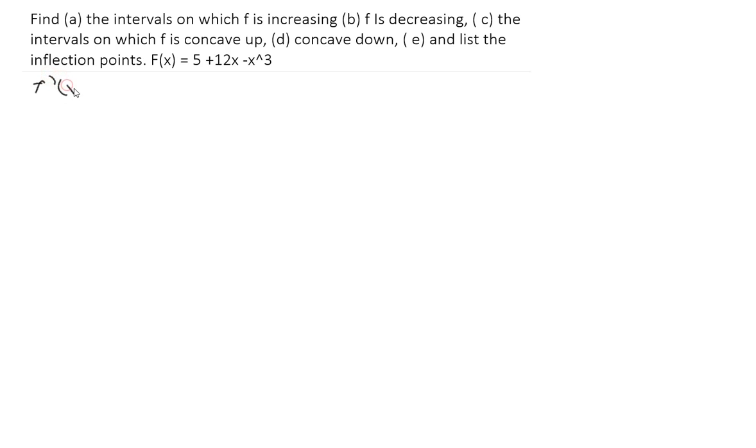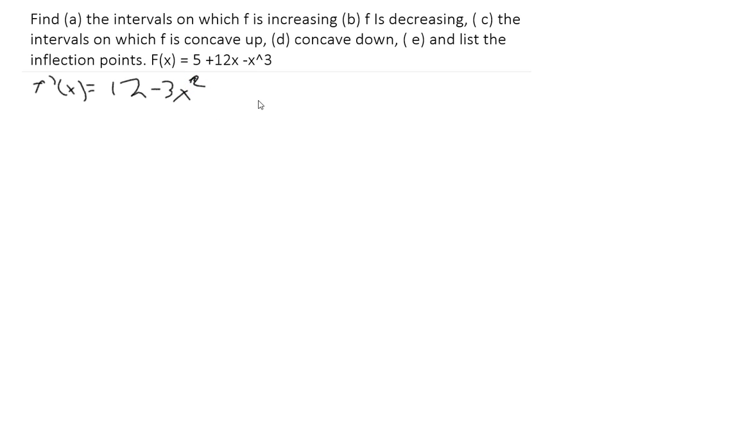f prime of x is going to be equal to derivative of 5 is 0, derivative of 12x is 12. And then derivative of negative x cubed is going to be negative 3x squared. That's our derivative.